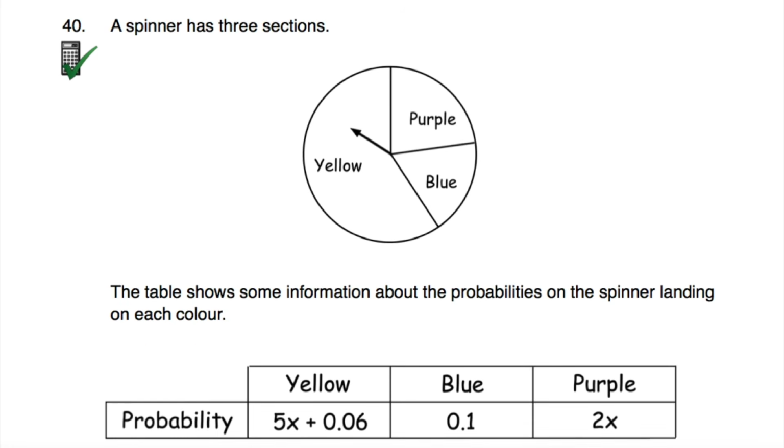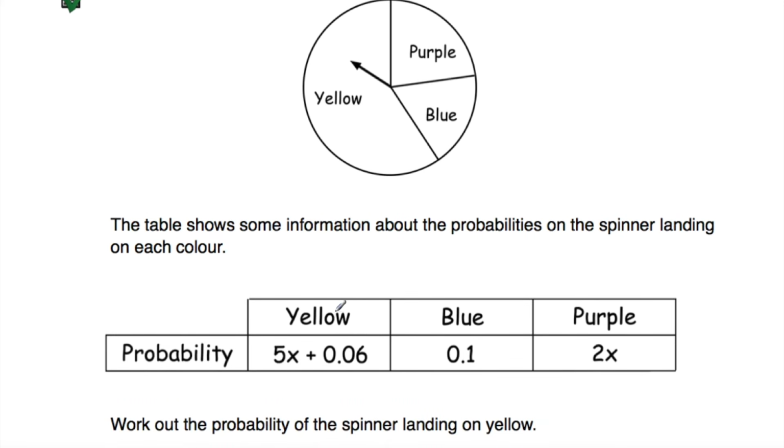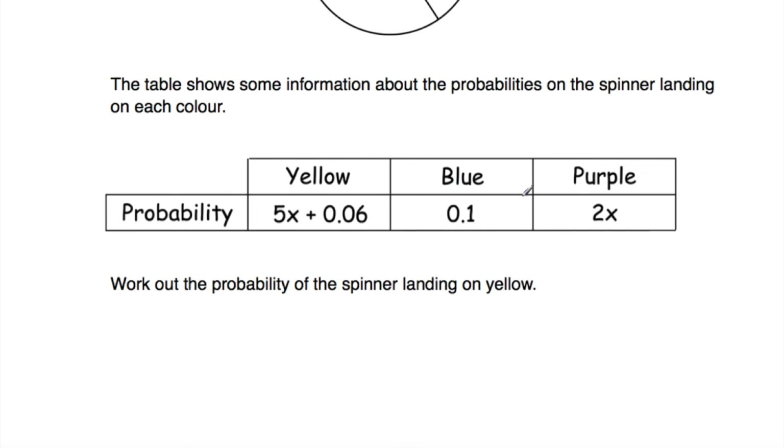Okay, let's have a look at our next question, question number 40. So question number 40 says a spinner has got 3 sections. We've got yellow, purple and blue. And we're told the table shows some information about the probability of the spinner landing on each colour. So the probability of a yellow is equal to 5x plus 0.06. The probability of a blue is 0.1. And the probability of a purple is 2x. And the question says work out the probability of the spinner landing on yellow.